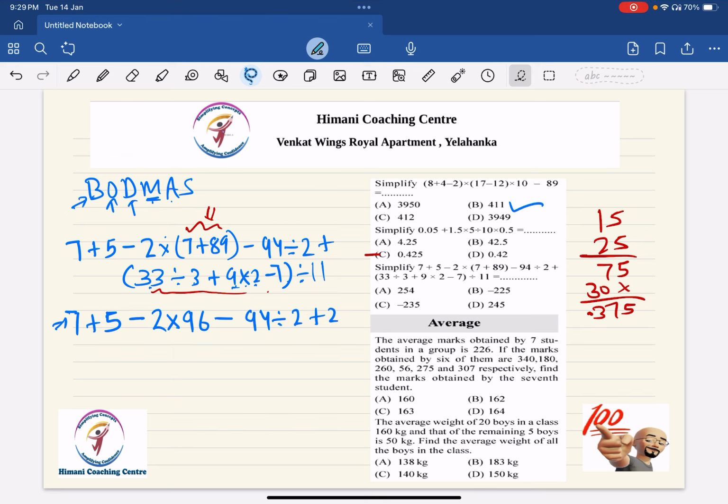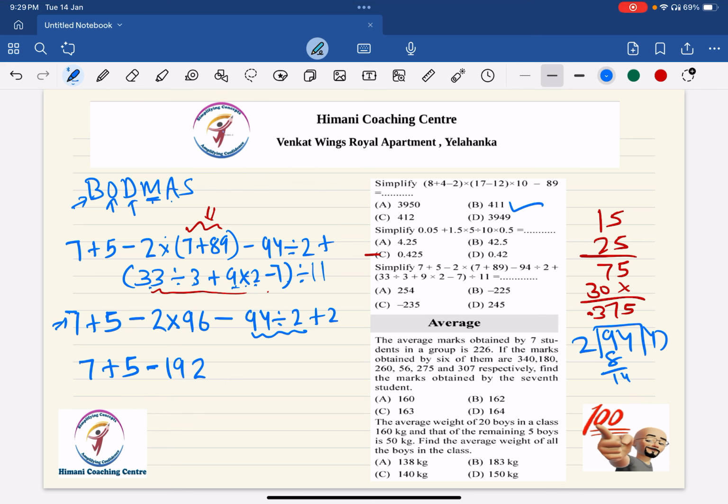Now we again follow the order, BODMAS. So there is a division sign. So 94 divided by 2. So just divide 94 by 2. 2 fours are 8, 2 sevens are 14, so 47. So now we can write 7 plus 5 minus now 2 into 96. 2 sixes are 12, 2 nines are 18, 1 carried is 19, and we get 192. Minus 47 plus 2.